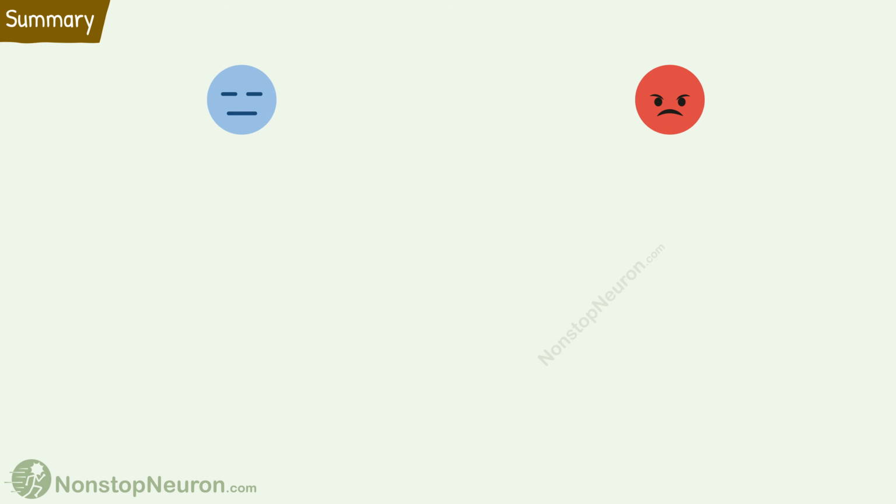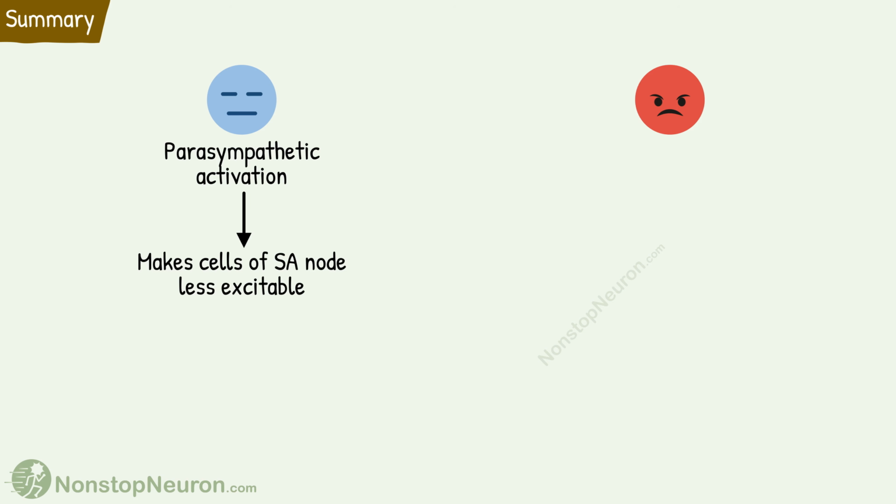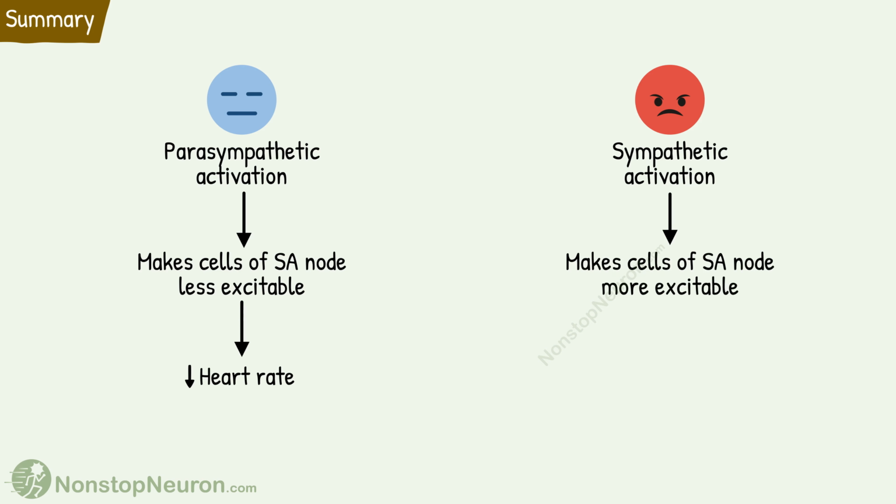Now let's have a quick summary. Parasympathetic activation makes cells of the SA node less excitable and thereby decreases heart rate, whereas sympathetic activation makes the cells of the SA node more excitable and thereby increases heart rate.